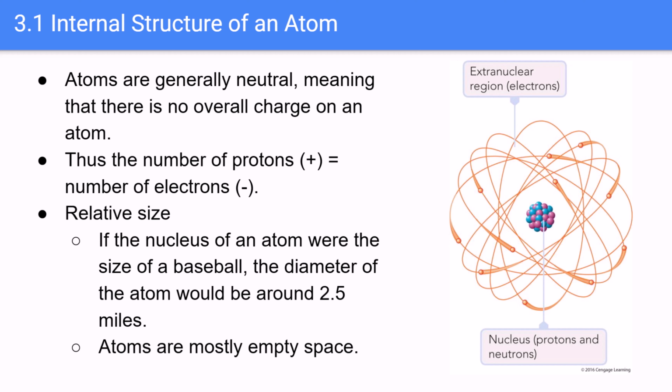Just to give you an idea of relative size, if the nucleus of an atom were the size of a baseball, then the diameter of an atom, that is, the relative size of the atom, would be around 2.5 miles. So think about how much empty space there is, and then also think about what atoms are in general. Atoms are mostly empty space, but atoms make up all matter. So by definition, all matter is mostly empty space.